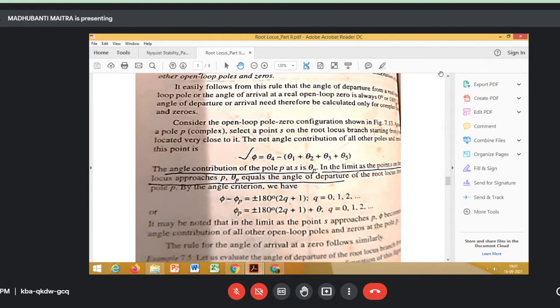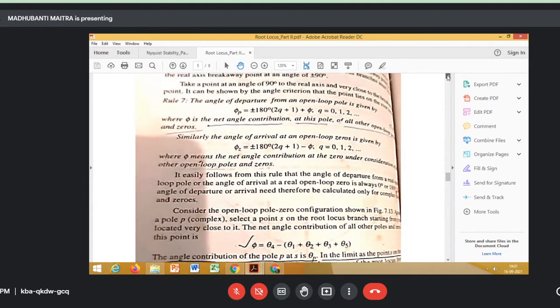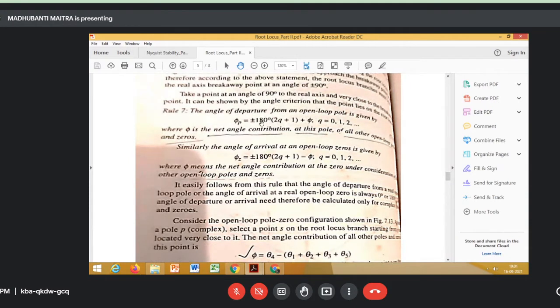plus 1). Clear? Hence, the angle of departure from a complex open loop pole will be equal to phi p, which is equal to plus minus 180 degree (2q plus 1) plus phi, where phi is the net angle contribution by all other open loop poles and zeros at that particular complex open loop pole, whereas phi z is the angle of arrival at a complex open loop zero, and phi z is given by plus minus 180 degree (2q plus 1) minus phi, where phi again is the net angle contribution by all other open loop poles and zeros at that particular complex open loop zero, right?